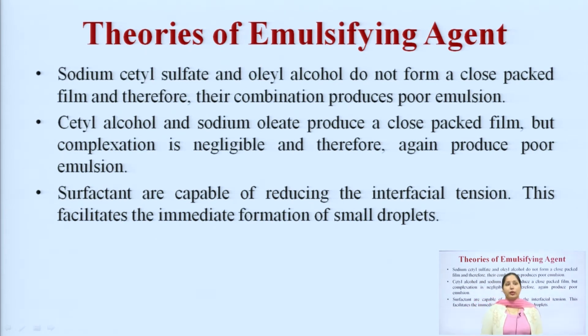So, for example, sodium cetyl sulphate and allyl alcohol, these are the two surfactants, and they do not form a close packed film, therefore their combination produces a poor emulsion. When we take the combination of these two surfactants, the film which they form at the interface is not condensed, it is not a closed pack film. So, their combination makes a poor or an unstable emulsion.